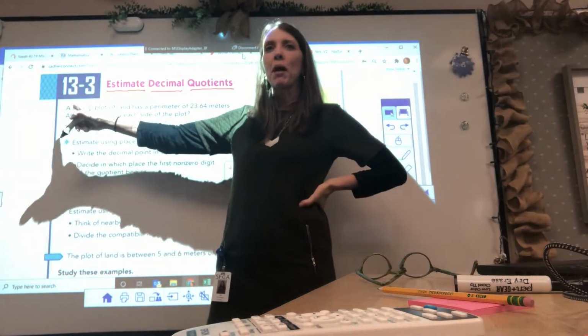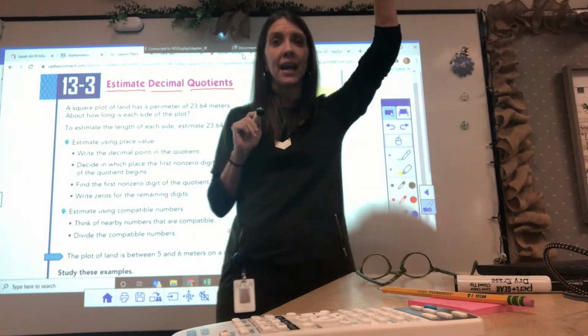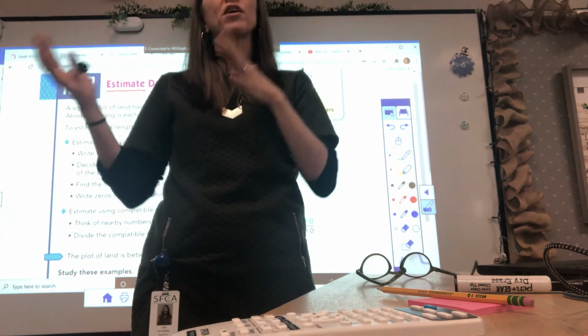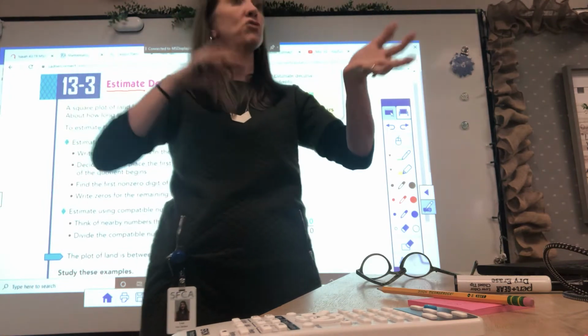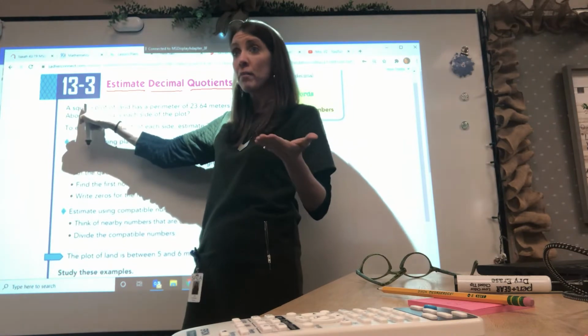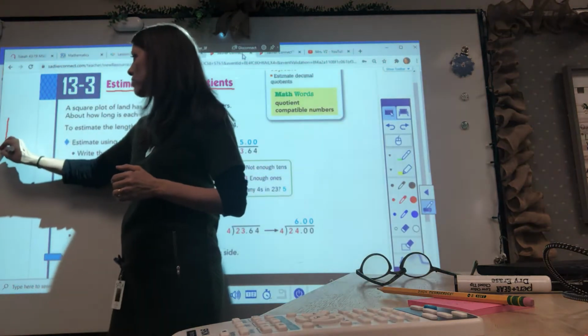Listen to this story problem. I want to see a raised hand from anyone who thinks they know, not the answer, but how you're going to figure out the answer. Like, oh, I'm going to multiply this by this, or I'm going to subtract. This says a square plot of land. Square means 4 equal sides, right?